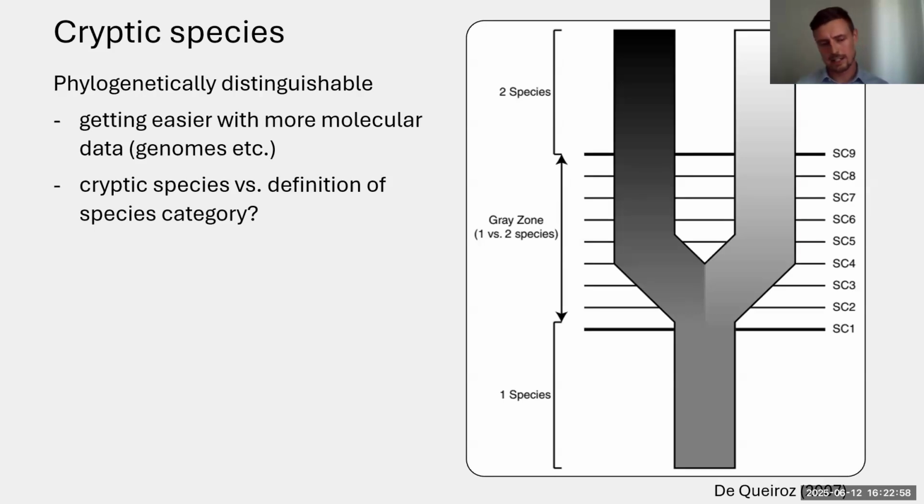And this is getting a little bit more difficult. I'm not trying to say that cryptic species do not exist. Of course they do. There are many reasonable examples, but it's just complicating the taxonomic decisions if you are adding this to all the other issues that we already have.